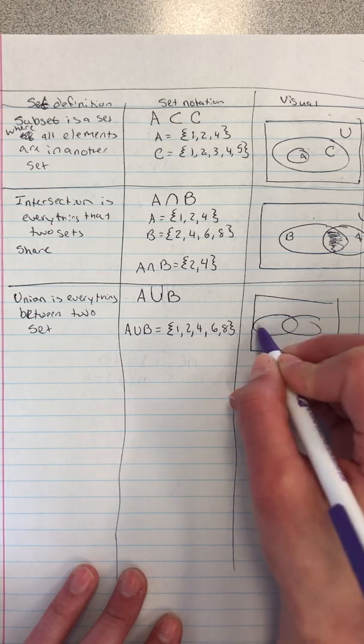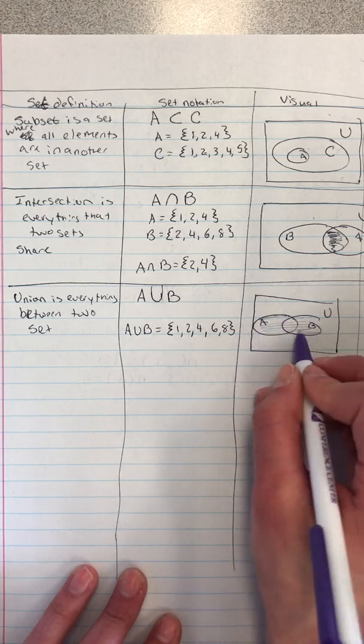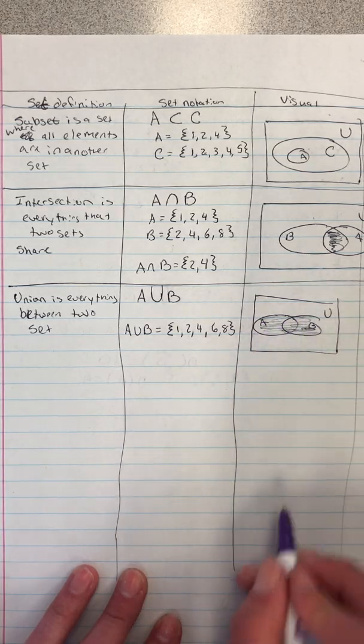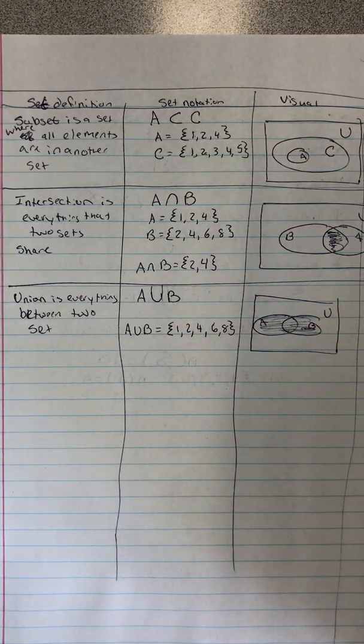And our visual, we have A, B, our universal set. It's everything in A and B. Doesn't matter what they share, it's just everything in one or both sets.